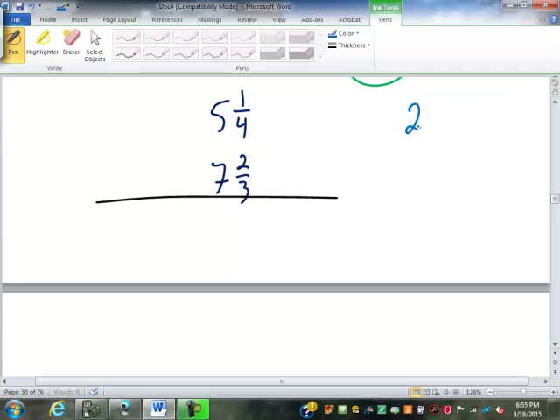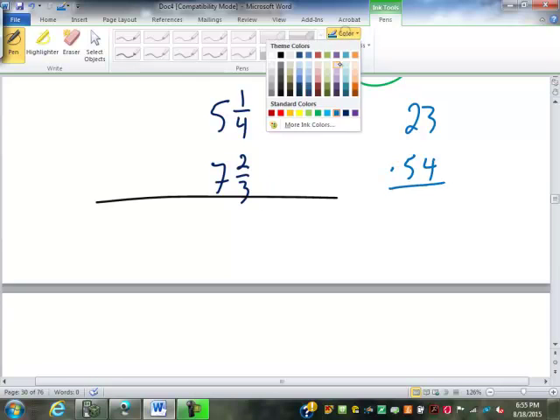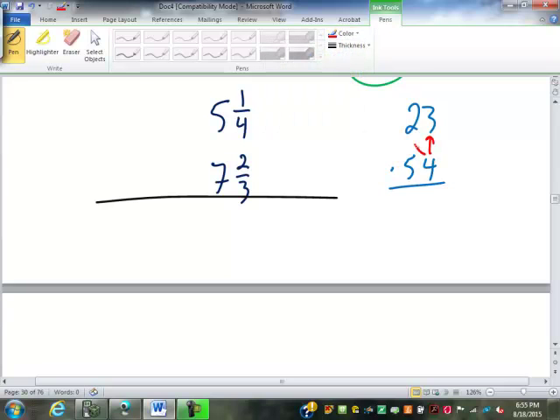Just like if you have 23 times 54, you have to do the 4 times 3 and the 4 times 2. Same thing applies to mixed numbers. We have to do the 2/3 times the 1/4, but we also have to do the 2/3 times the 5. So let's start out with the 2/3 times the 1/4. Of course, we can cross cancel the 2 and the 4 to get 1 and 2. 1 times 1 is 1. 3 times 2 is 6.